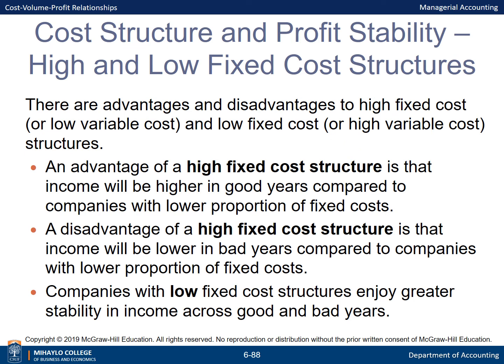There are advantages and disadvantages to high fixed cost, or low variable cost, and low fixed cost, or high variable cost, structures. An advantage of a high fixed cost structure is that income will be higher in good years compared to companies with a lower proportion of fixed costs. A disadvantage of a high fixed cost structure is that income will be lower in bad years compared with companies with a lower proportion of fixed costs. Companies with low fixed cost structures enjoy greater stability in income across good and bad years.